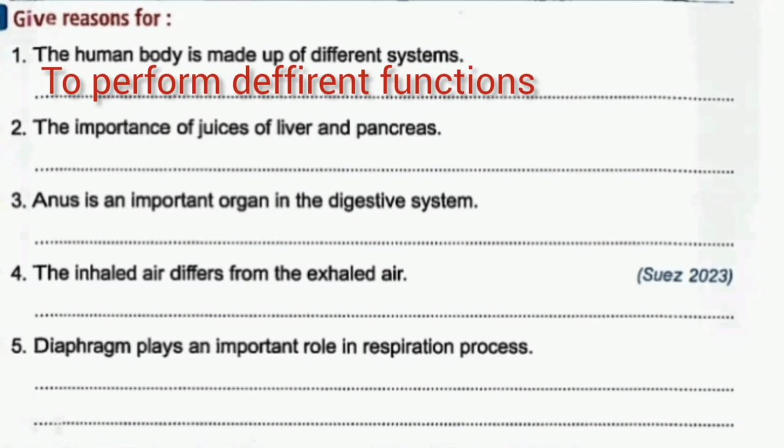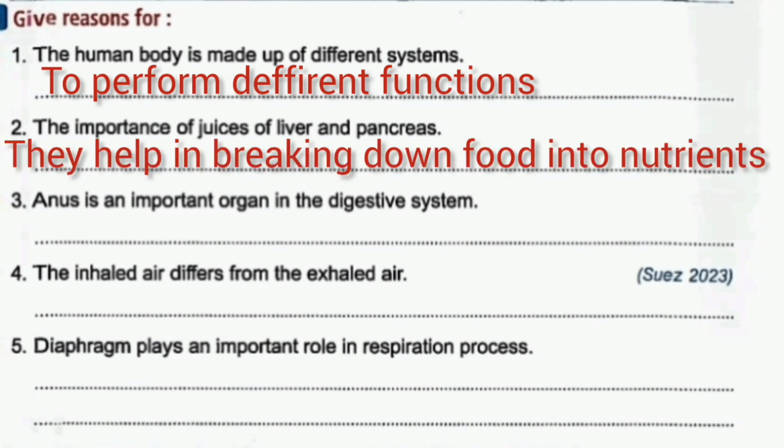Number 2. The importance of juices of liver and pancreas. What's the importance of juices of liver and pancreas? They help in breaking down food into nutrients.